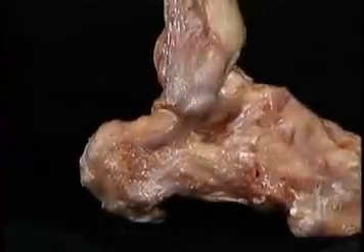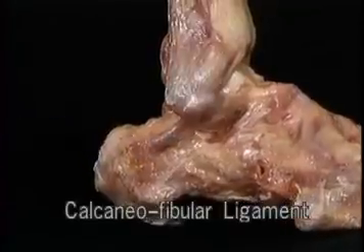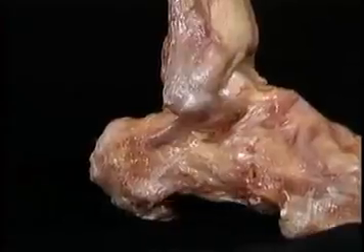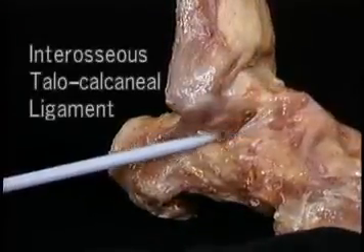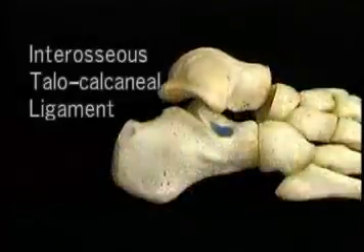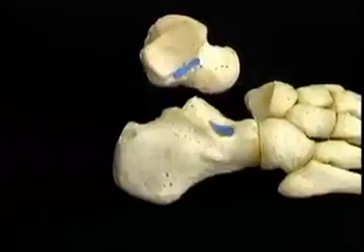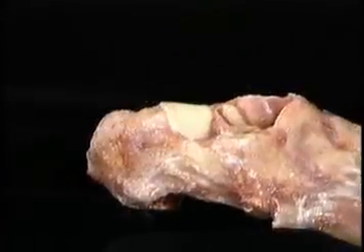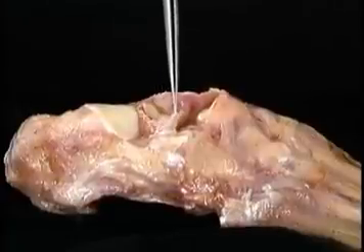On the lateral side, there are two important ligaments. The calcaneo-fibular ligament, which goes from the lateral malleolus to the side of the calcaneus, and this strong ligament, the interosseous talocalcaneal ligament, which goes from here on the calcaneus to here on the talus. To see that ligament better, we'll remove the talus. The interosseous talocalcaneal ligament lies between the subtalar joint and the TCN joint.